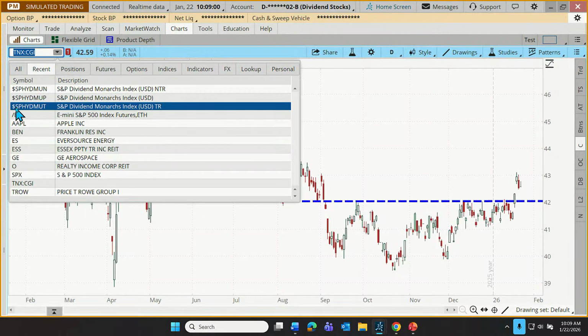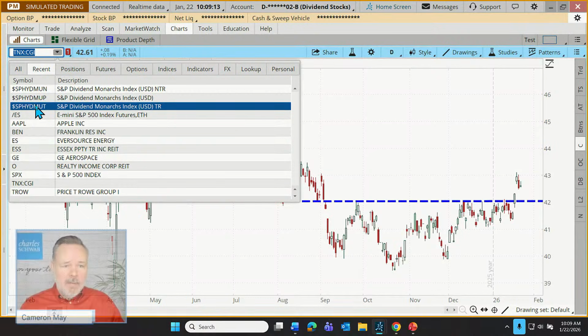$SPHYDMUT. The dollar sign is an indication that this is an index. The S&P High Yield Dividend, what's the M that we learned last week? Dividend Monarchs. U is US dollar basically, and then T is the total return. So there we go.